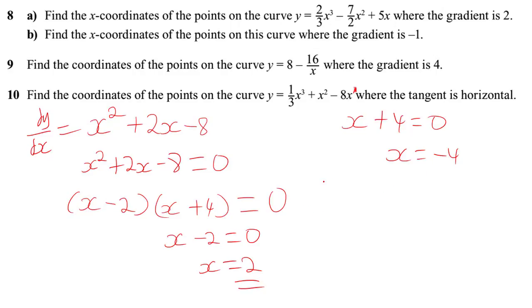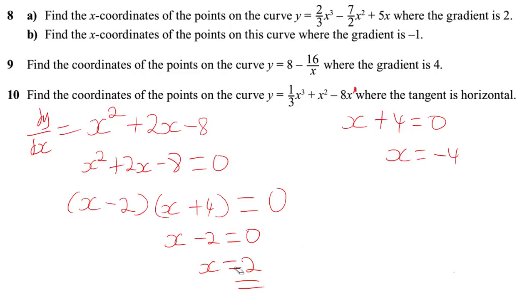In other words, in this curve, there are two places where the curve is basically horizontal. So x is 2 here, let's pretend, and x is negative 4 on this one here. So we are trying to find the coordinates here. Now I know what x is, but I don't know what y is on those 2 points.